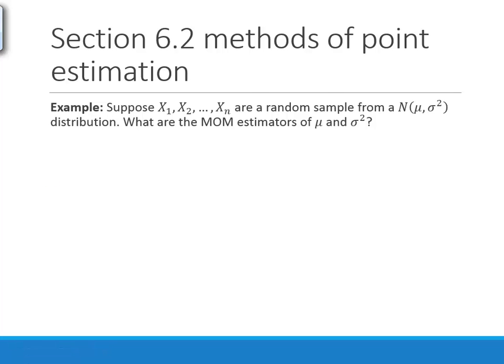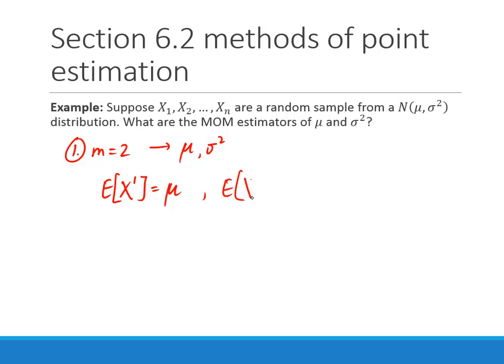Okay, so again, back to our usual strategy here. First, we want to find the two. So now m equals 2, right? We have both mu and sigma squared, so I need to find two population moments now. So the first population moment is just the expected value, so that's just mu. The second population moment, that's expected value of x squared.